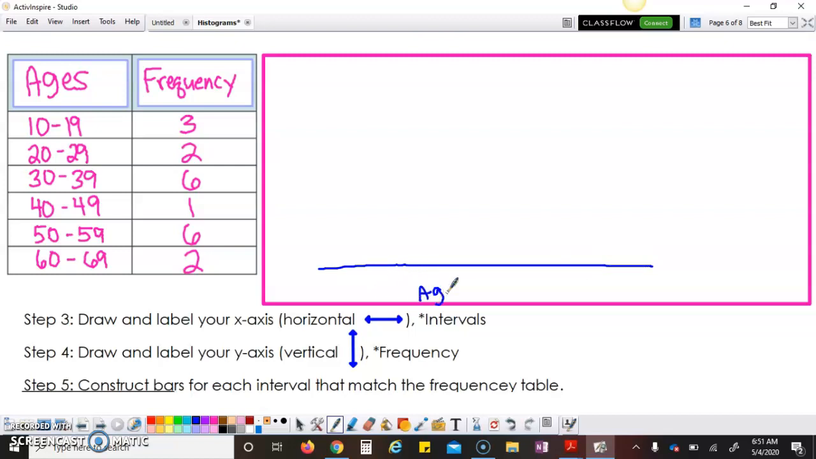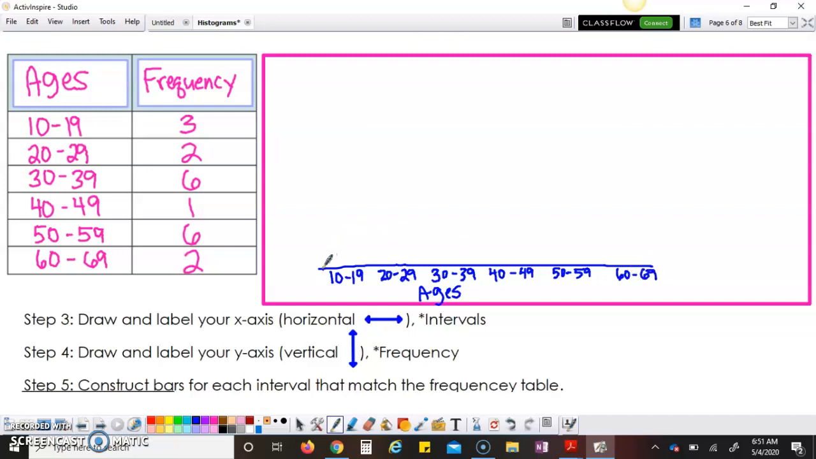These are going to be our ages. And we're going to put those intervals right there on the page. We've got 10 to 19, 20 to 29. Okay. So here, your x-axis is always going to be where you put your intervals, if that makes sense. And I know it's not perfectly spaced, but we're good enough here.